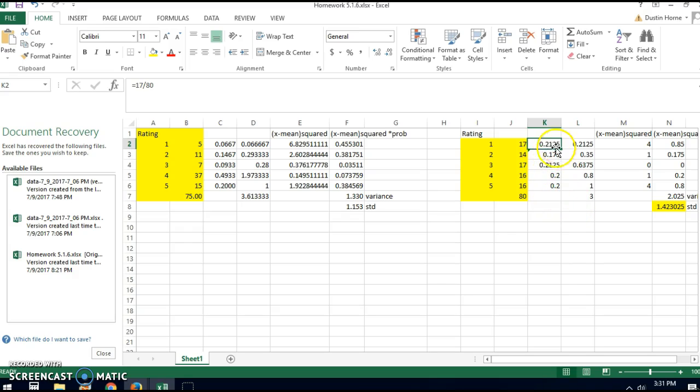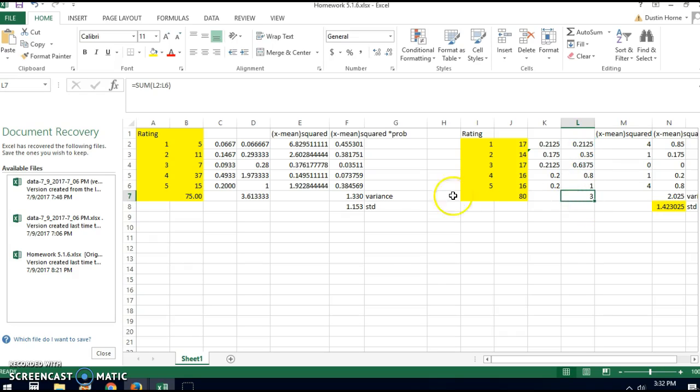And then to get the mean, you're going to take the original rating and multiply it. So we did 1 times 0.2125. We did 2 times 0.175. We did 3 times 0.2125, and so forth. And then you're going to get a sum, and that is going to be your mean.